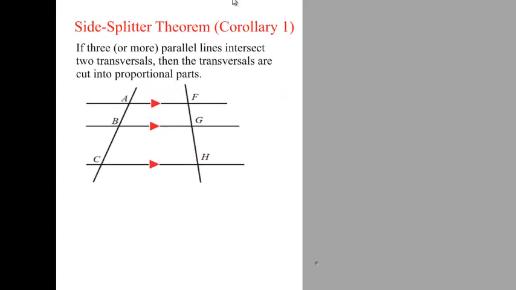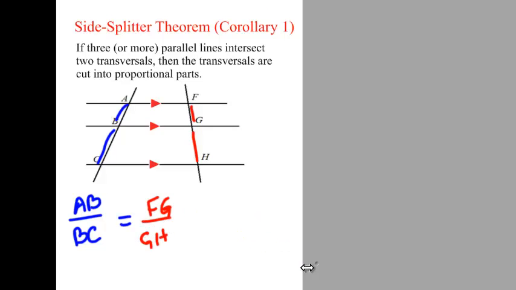All right, a couple more corollaries to the side splitter theorem. These are theorems that are easy to prove, basically. Let's read through this one. If 3 or more parallel lines intersect 2 transversals, let's check out the picture. There's 1, 2, 3 parallel lines, and the 2 transversals are coming through those. Then the transversals are cut into proportional parts. Proportional parts. It's like a tongue twister. Okay, so that means that AB and the other part down here, BC, those can be in a ratio, and they're going to be equal to, if we come over to the other transversal, FG to GH, staying consistent with the order. All right, awesome stuff.